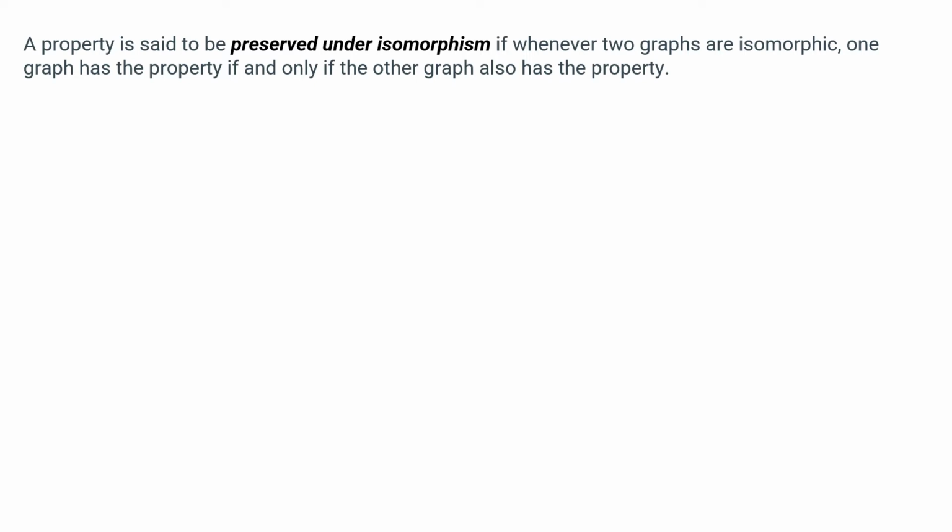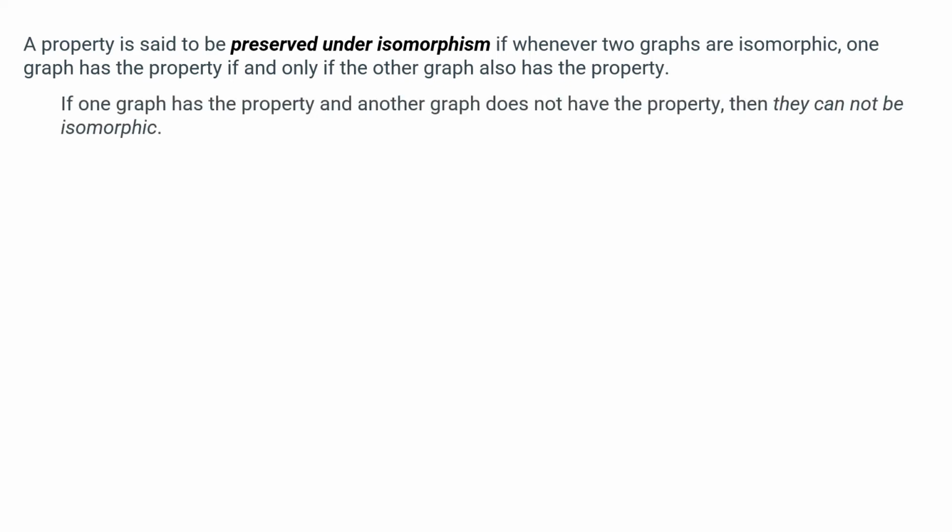Now, a property might be the number of vertices, it might be the total degree, all kinds of different properties that you might imagine having to do with graphs. A property is said to be preserved under isomorphism if whenever two graphs are isomorphic, one graph has the property if and only if the other graph has the property. So if a property is preserved under isomorphism and we find that one graph has the property and another graph doesn't, then we can say that those two graphs are not isomorphic.